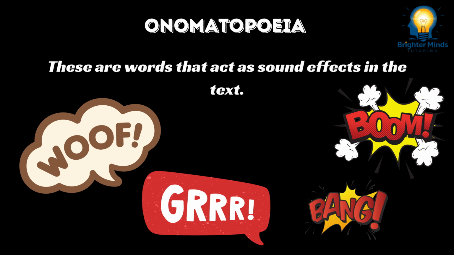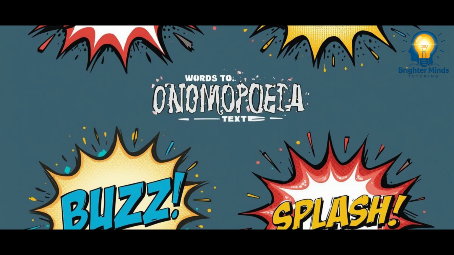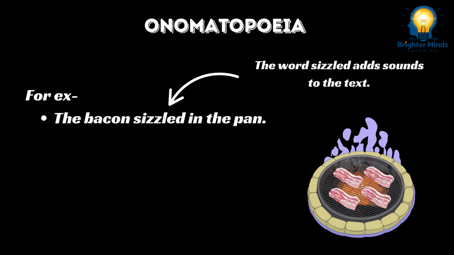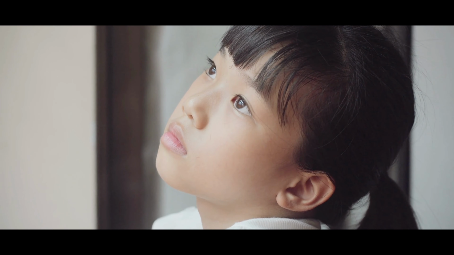Moving on, let's discuss onomatopoeia. Now, this might sound like a big word, but trust me, it's one of the easiest literary devices to understand. Onomatopoeia is basically words that imitate or act as a sound. For example, certain words like boom, bang, buzz, or even meow. Now, these words act as a sound in the text. If you look at the sentence, the bacon sizzled in the pan. The word sizzle is almost like a sound effect in the sentence, and it helps the reader to hear or imagine what's happening in the text.